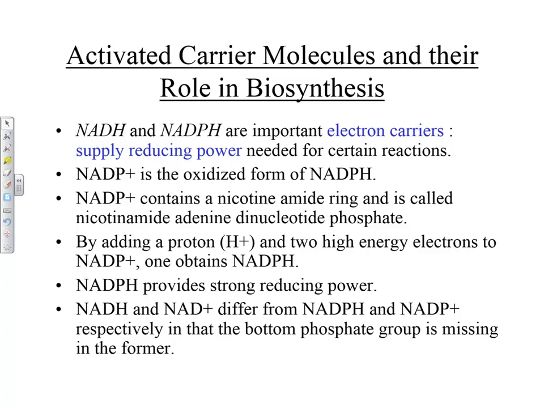If you add a proton, which is a hydrogen ion, because hydrogen has got one proton, one electron, you take the electron away, you get the hydrogen ion, that's a proton. So by adding a proton and two high energy electrons to NADP plus, you obtain NADPH, which is what I showed you in that picture, from the left-hand side to the right-hand side. NADPH provides strong reducing power. Why? Because it has those high energy electrons. Where reducing power is needed, it can give up those high energy electrons.